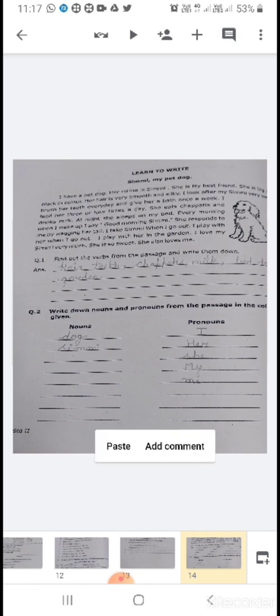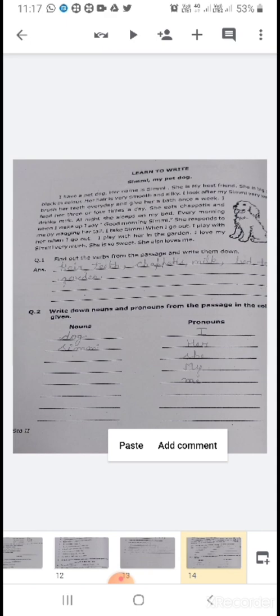Now from this, the second question is write down nouns and pronouns from the passage in the column given. So here are the 2 columns, nouns and pronouns. In this paragraph there are only 2 nouns. One is dog and second is Simi. So write in the noun column dog and Simi. And in the pronouns, write down that the pronouns are I, her, she, my, me.